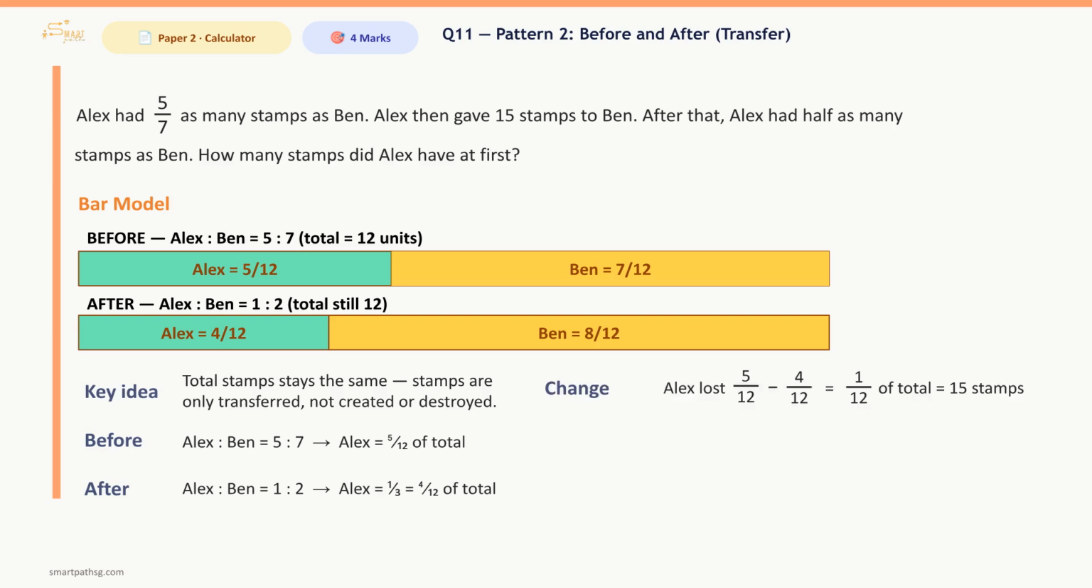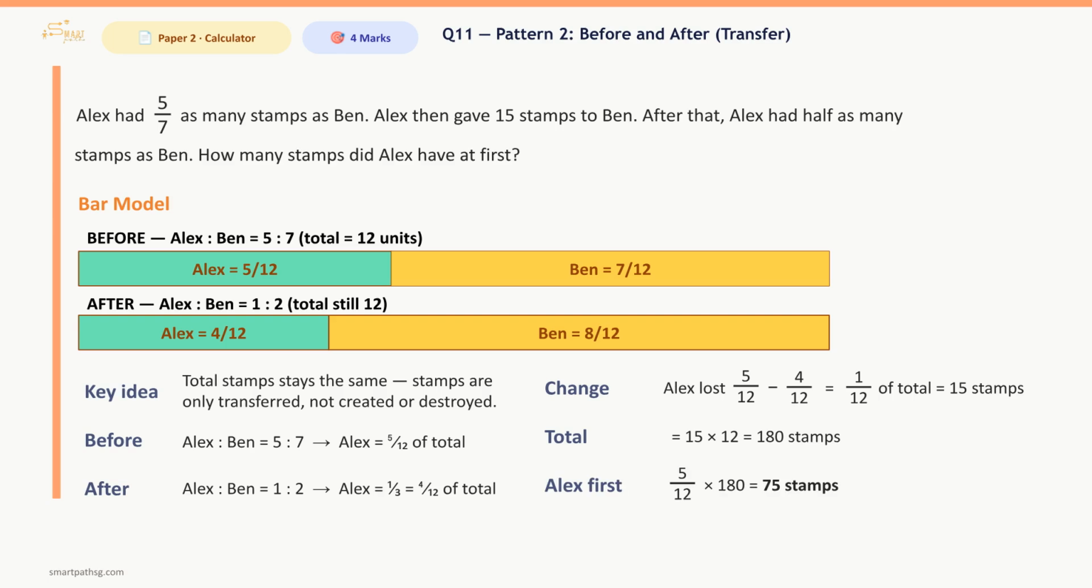Next, let's look at the change. Alex's fraction went from 5/12 to 4/12. That's a change of 1/12 of the total. The question tells us that this change is exactly 15 stamps. To find the total number of stamps, we just multiply 15 by 12, which gives us 180 stamps in total.